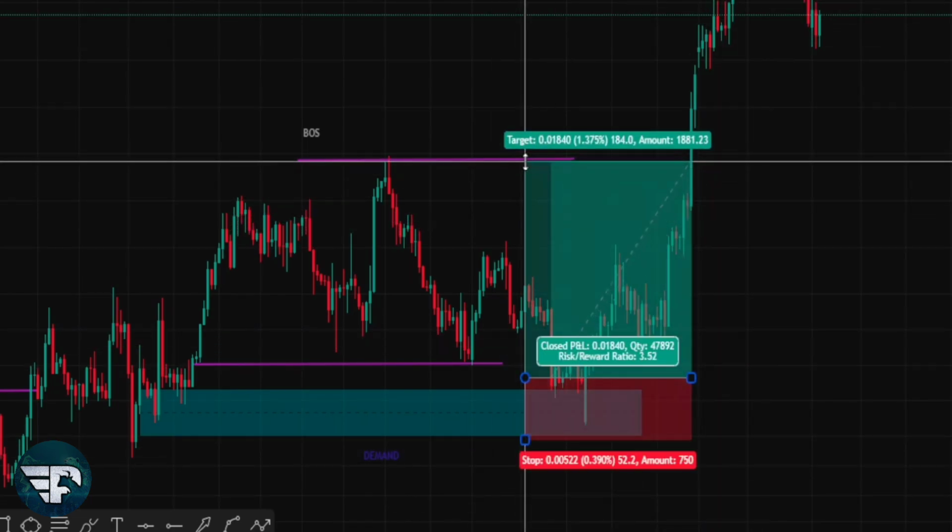So this is how to identify break of structure, change of character, and inducement in the market, guys.